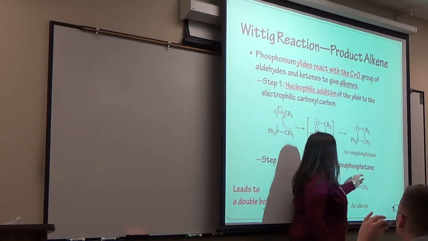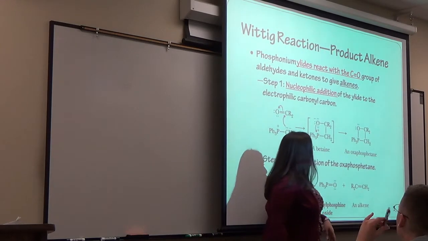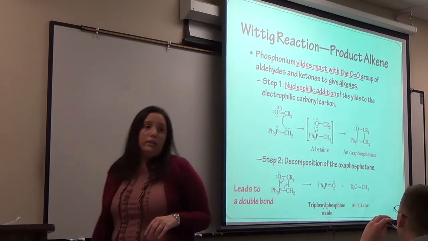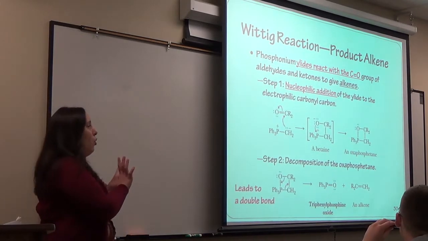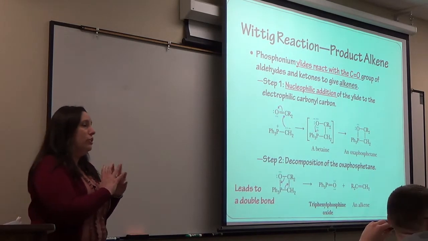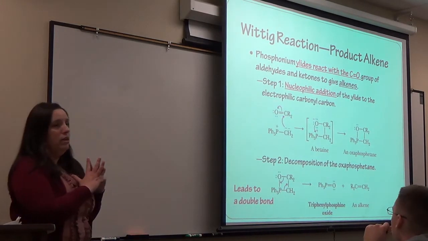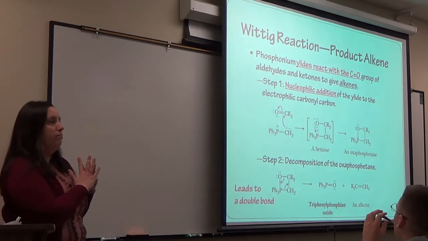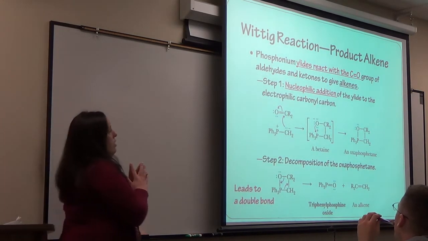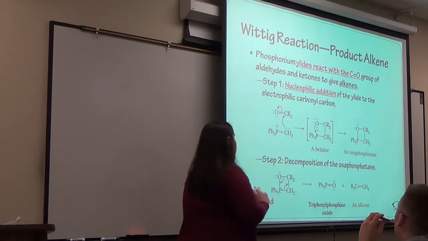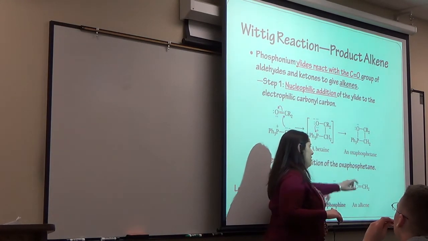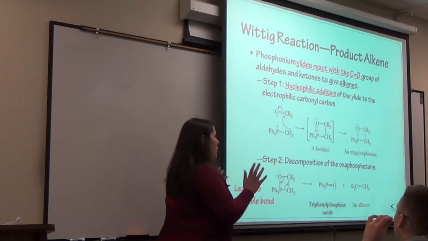So the intermediate here is an oxaphosphatane, excuse me. That's the product, which is really a 4-membered ring. Okay, does that make sense? What's different about this mechanism? Does everybody see that? All right, so then what's going to happen? In the second step, that intermediate is going to fall apart.